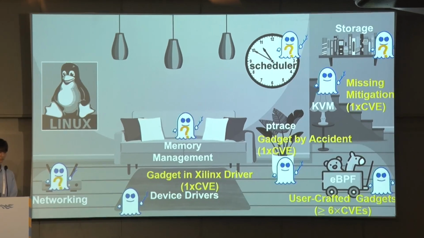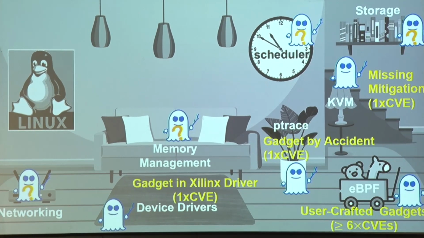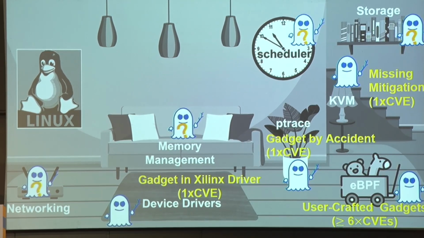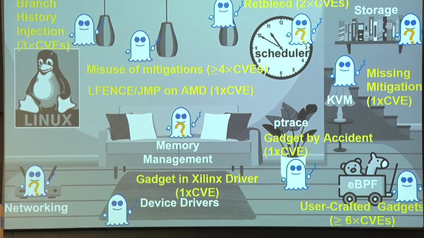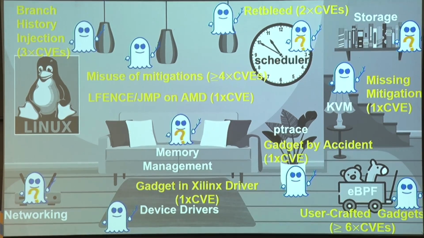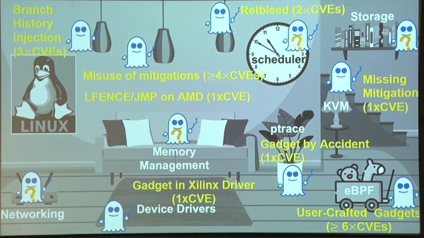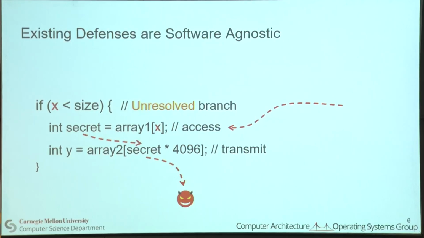And because of this, we're not really sure what parts of the kernel are actually secure from these speculative execution attacks. And with Spectre v2, with control flow hijacking, there are even more possibilities for attacks to happen in the future. So let's look at existing defenses.